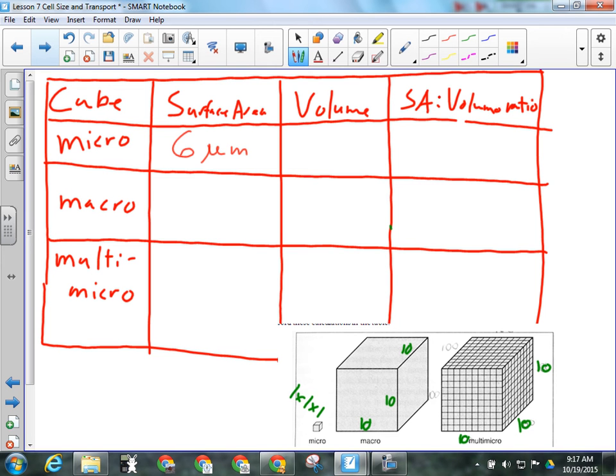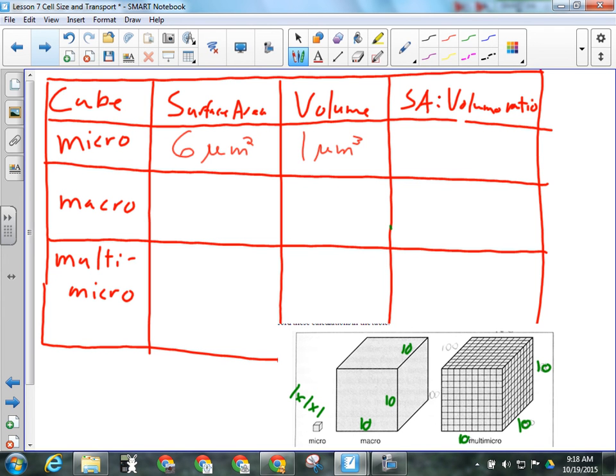And what's its volume going to be? Remember, it's 1 by 1 by 1. So its volume is going to be 1. Now we also have to say that this is 6 micrometers square, and this is going to be 1 micrometer cube.